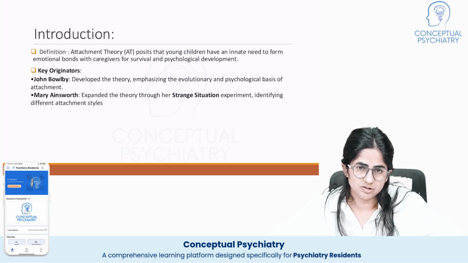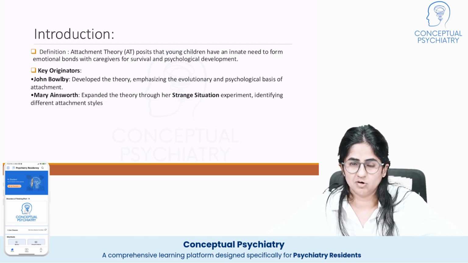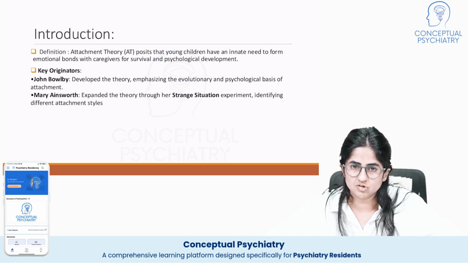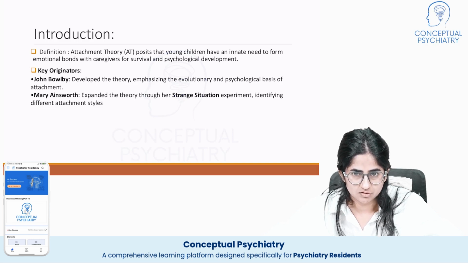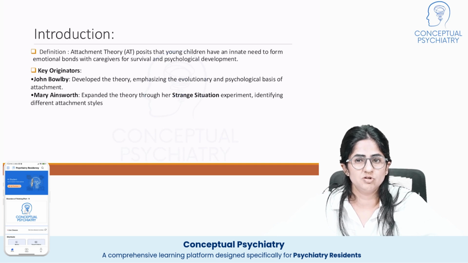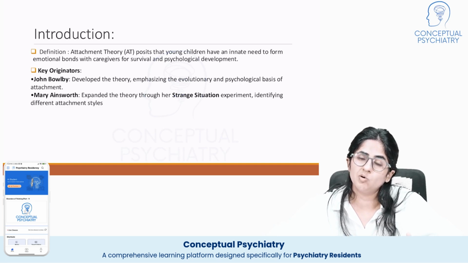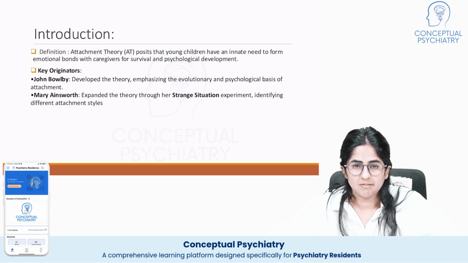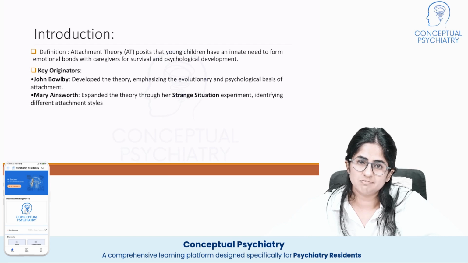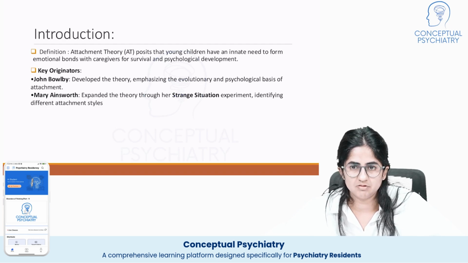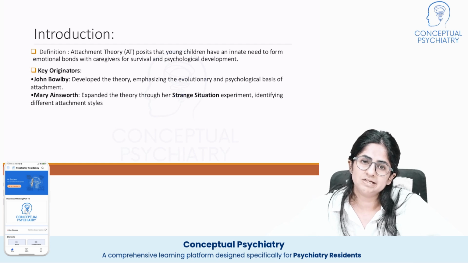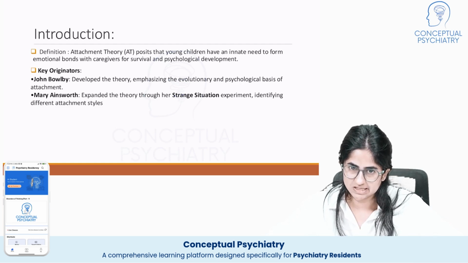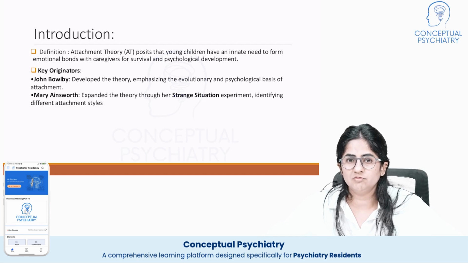Now, there are two main names that come to our mind when we talk about attachment theory. The first one is John Bowlby, who developed this theory and emphasized not only the evolutionary and psychological basis of attachment, he also pointed out the ethological basis of attachment. Apart from that, there's Mary Ainsworth, who expanded this theory through her strange situation experiment, which we will be speaking about shortly, and identified various different attachment styles and how each one of them can influence the development of the child.